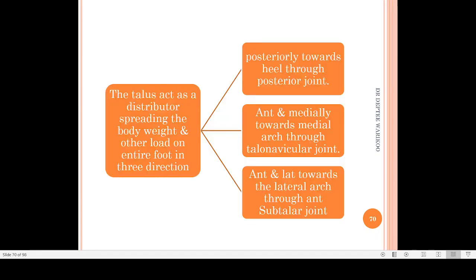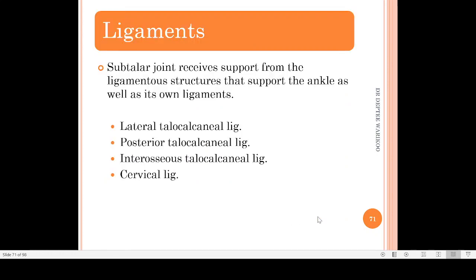So the talus acts as a distributor, spreading the body weight and other loads on the entire foot, and the load is distributed in three major directions. Anteriorly and medially towards the medial arch through the talonavicular joint, posteriorly towards the heel through the posterior joint, anteriorly and laterally towards the lateral arch through the subtalar joint. So what are the ligaments around this subtalar joint?